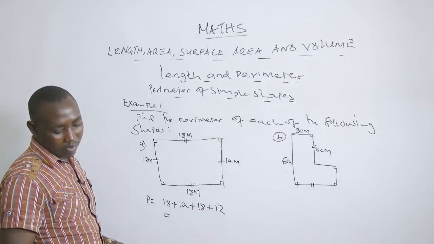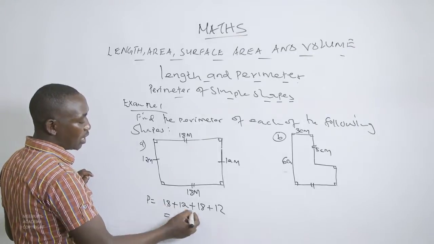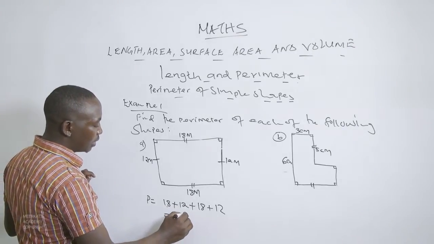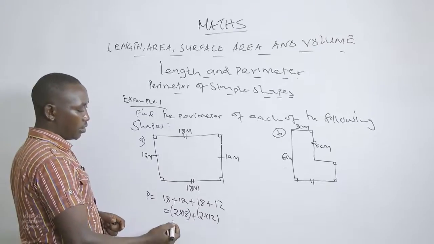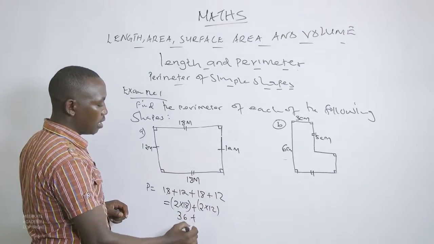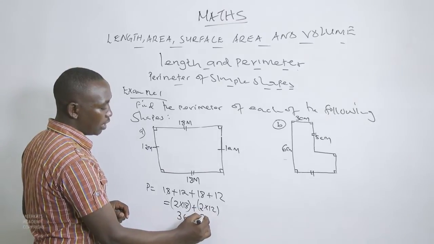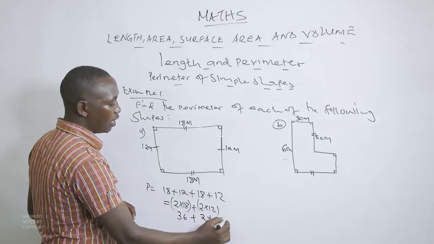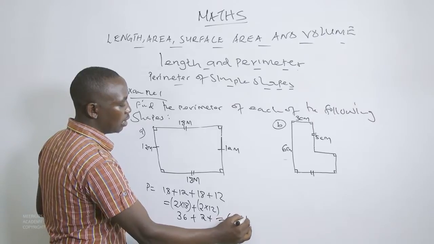We can simplify this: because we have 18 and 18, this is 2 times 18, which is 36, plus 2 times 12, which is 24, giving us 60 meters.